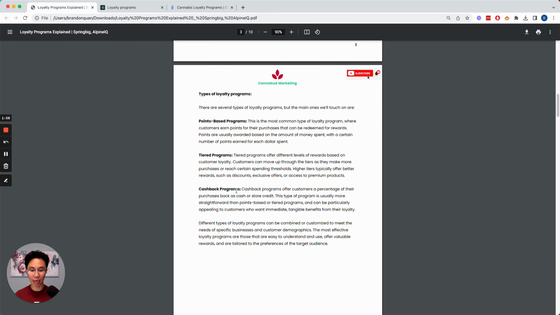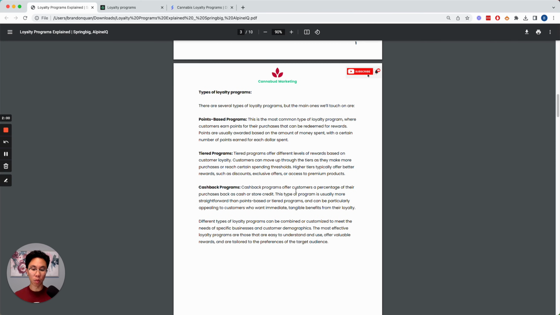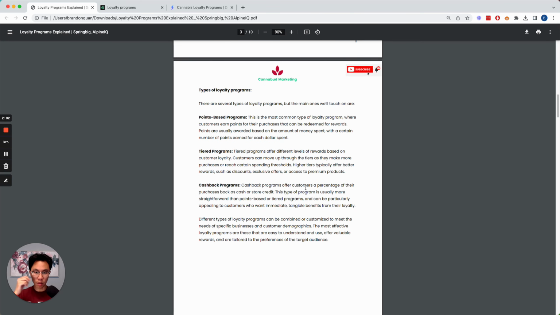The third one is cashback programs. This is probably the most straightforward one, and this is typically seen in credit cards. Cashback programs offer a percentage of the purchases back as cash or store credit. You spend X amount, you get 1.5% credit back, and boom, you're good to go. Typically, these are for people who want to get immediate rewards based on the purchases that they spend.